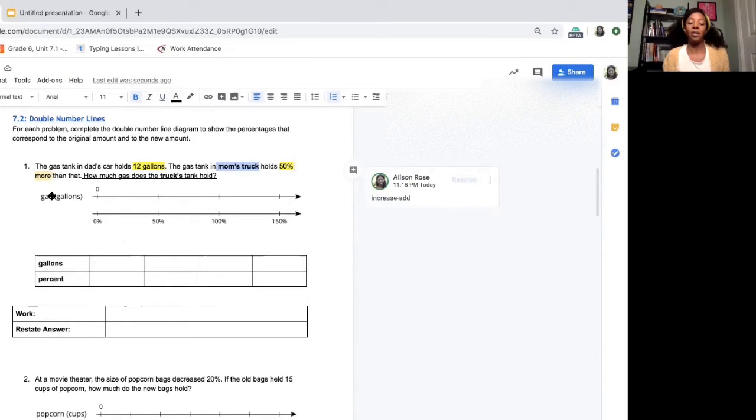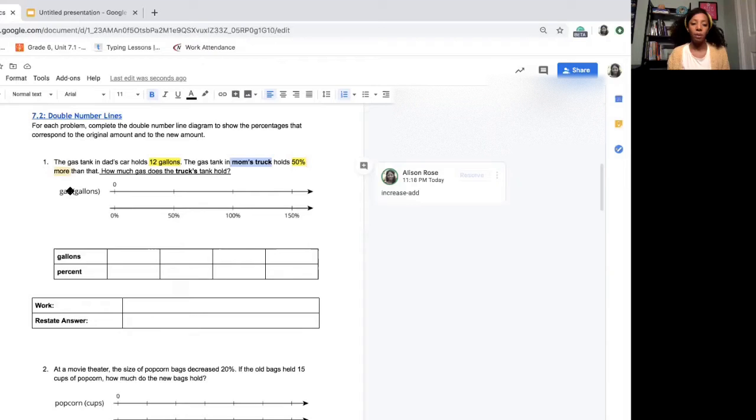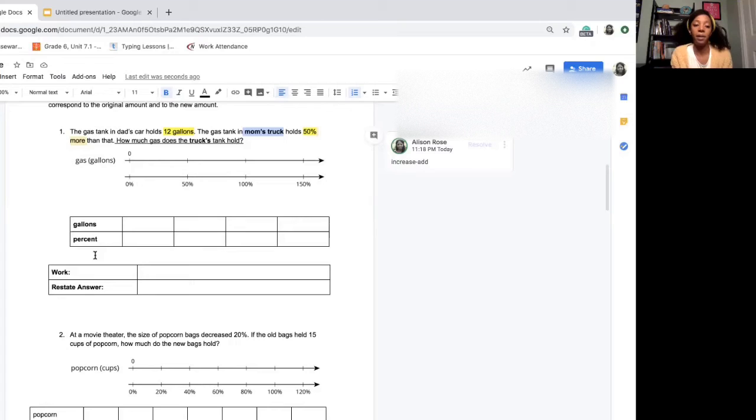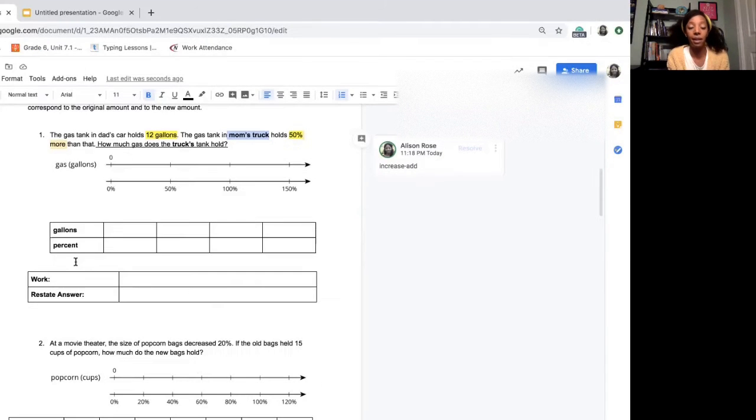As you noticed, I underlined what the problem is asking, and I highlighted the important information, which is really important when solving math problems. So what we want to do is take our double number line and separate it into the gas and then percentages. So what I did is I turned that into a table. I separated my table into gallon and the percent.